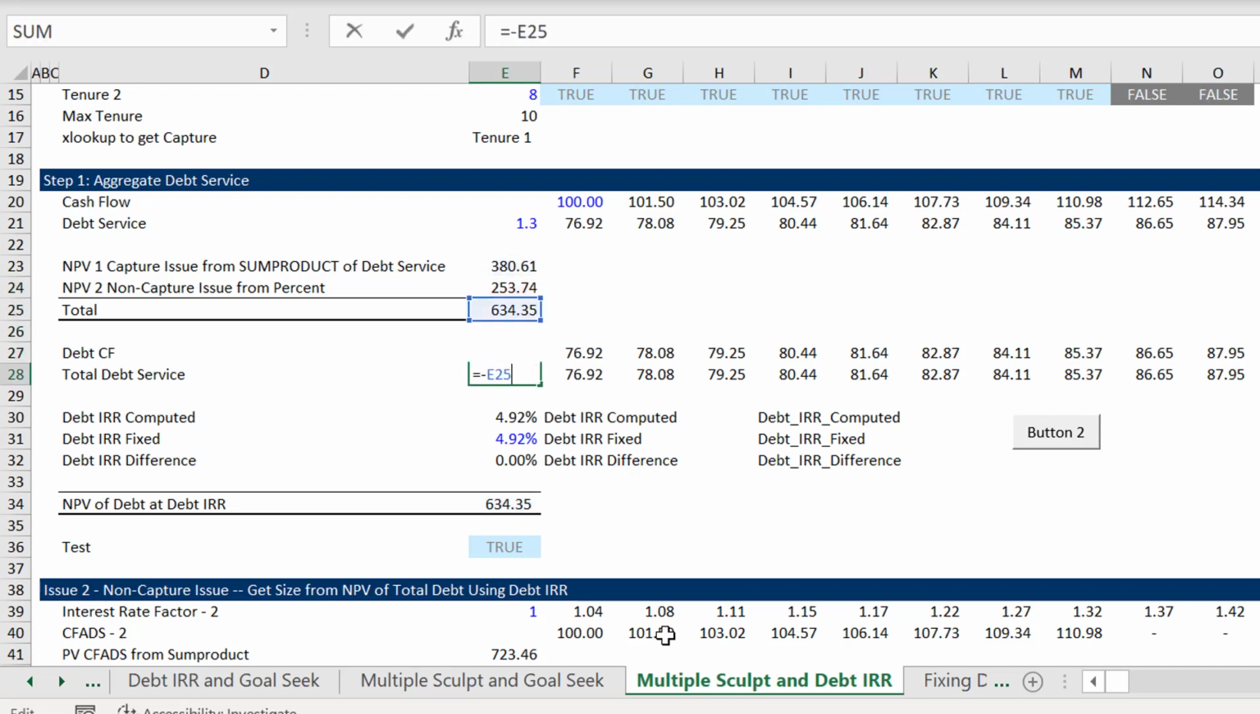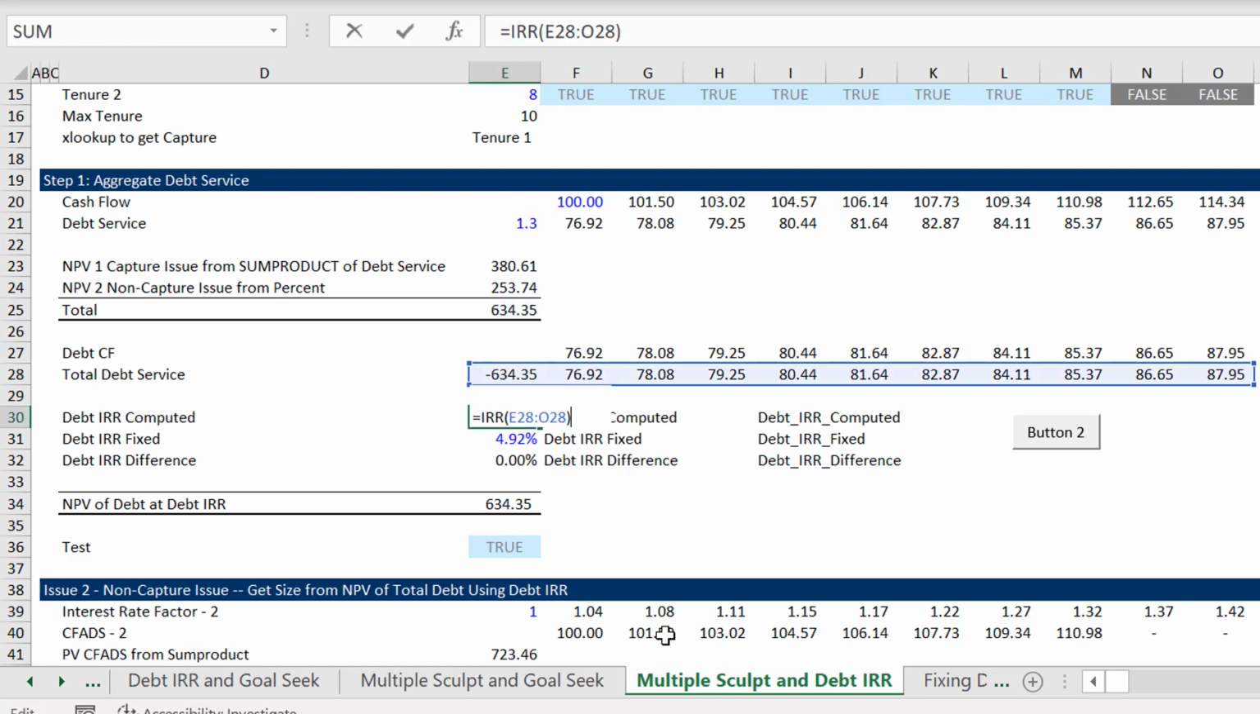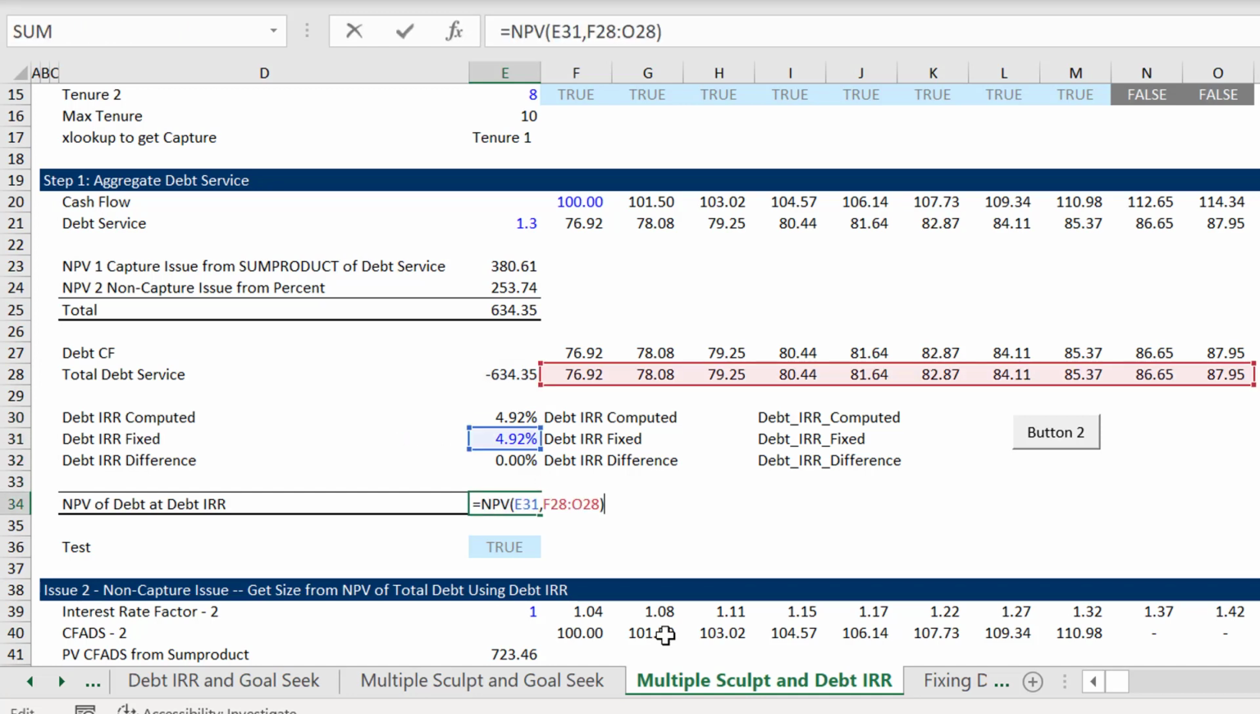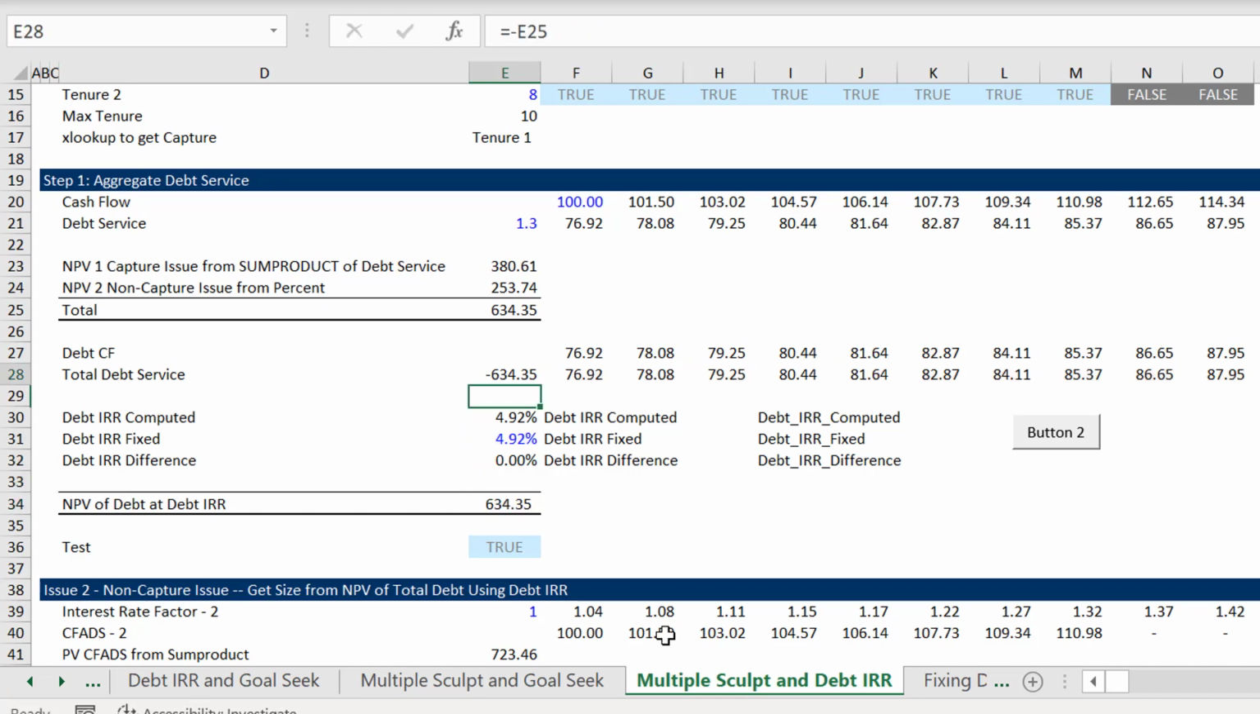We add them up, and then we put that negative amount and use that negative amount to get a debt IRR, but that causes a circular reference. So when we compute the NPV of all of the debt, which is back to this one, we can use that debt IRR. So that's a different approach, okay? And you can just use a copy paste.